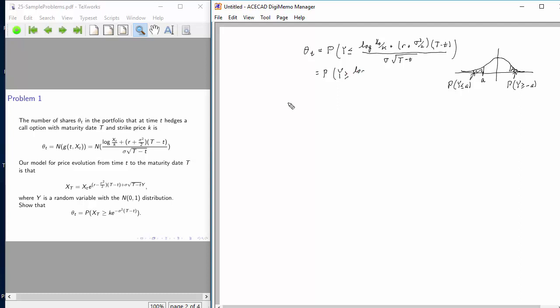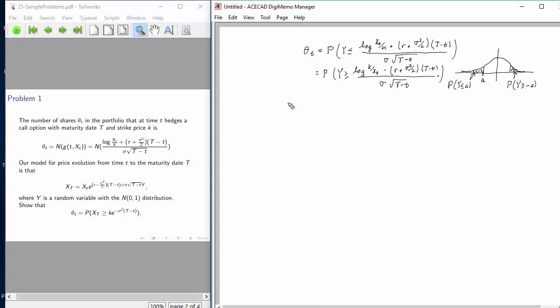I'm going to negate the logarithm by flipping over the ratio. Negate the second term. The denominator stays exactly the same.